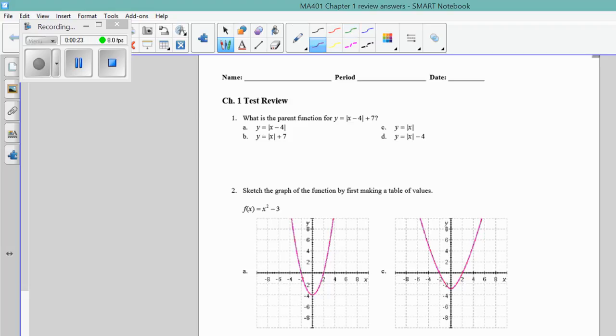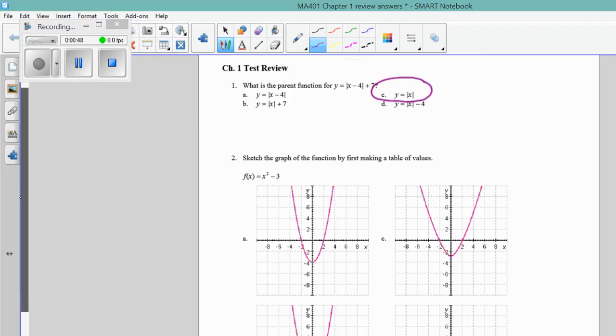Okay, so number 1 says, what's the parent function for y equals absolute value of blah, blah, blah? It doesn't matter what's there because the parent function is an absolute value function. The basic, just straight up, there it is, the absolute value function. Because it's an absolute value problem, the parent is an absolute value function. So that's that. We are done already with that.